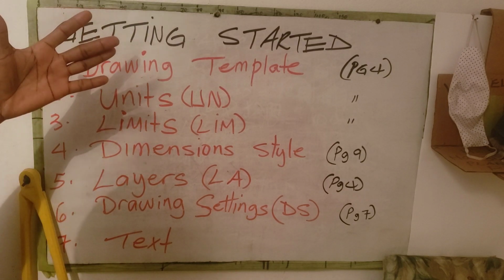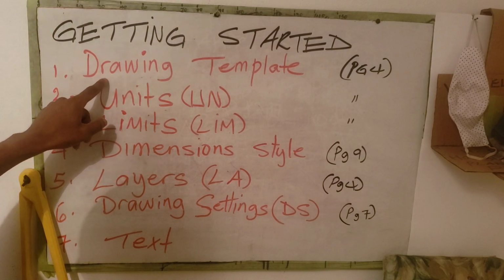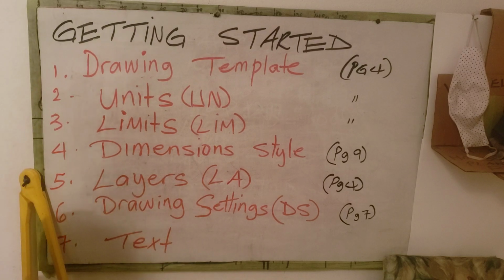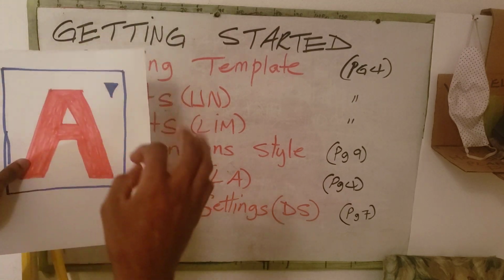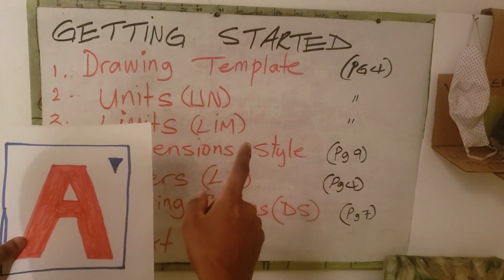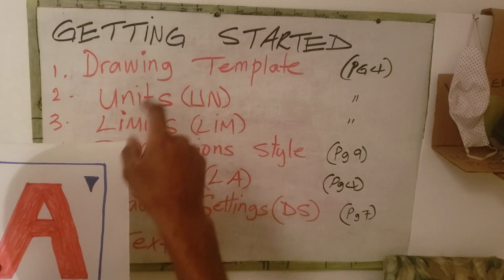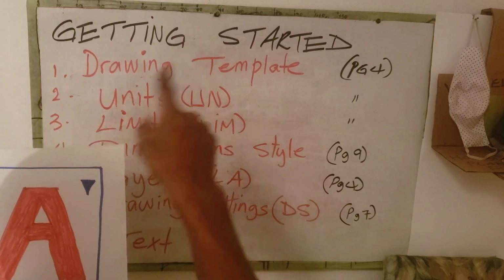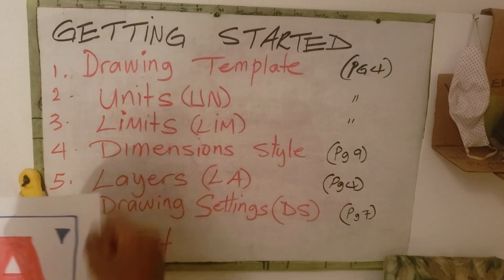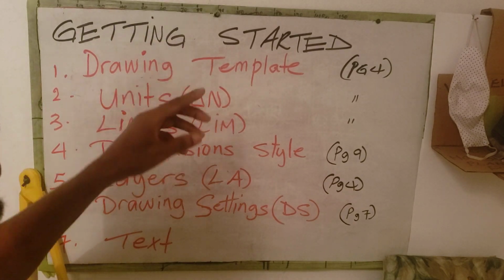It is 4 steps. The first step is to click on the big A. Second step is to click New. Then from New, we go down to AutoCAD ISO. Click on AutoCAD ISO, then Open. That is done. Once you have done that, the next thing you want to do is to turn off your grid.